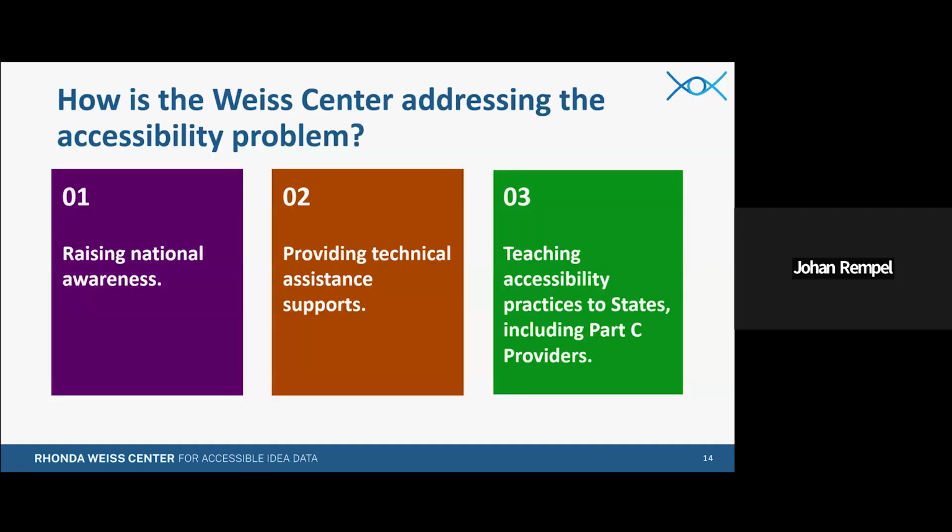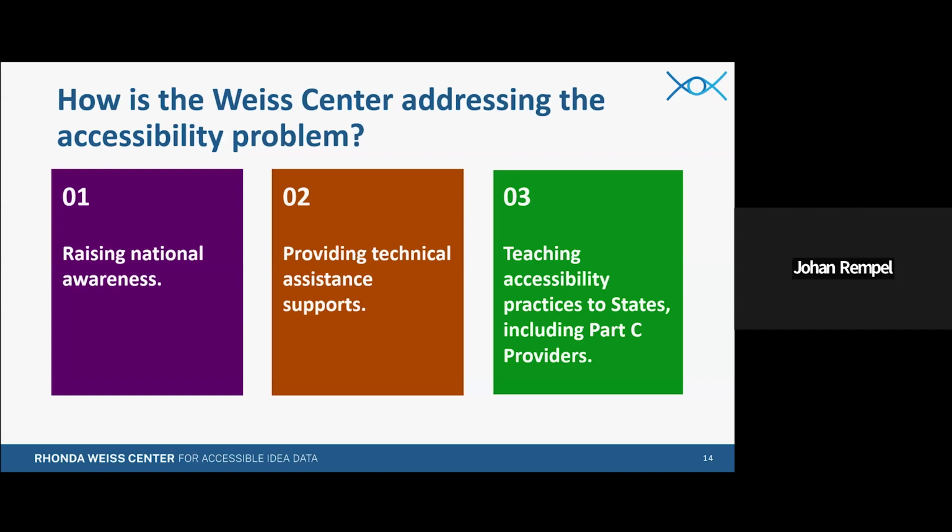Now, how is the Weiss Center addressing the accessibility problem? We're doing this on a number of fronts. First off, we're raising national awareness, and this is done through frequent communication with stakeholders, through blogs that address accessibility-related topics, along with quarterly newsletters. We're also doing this through conference attendance throughout the country. This includes presentations, conference booths, and also networking opportunities as well.